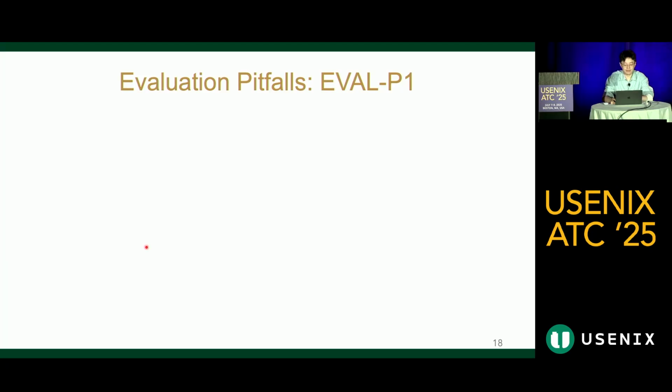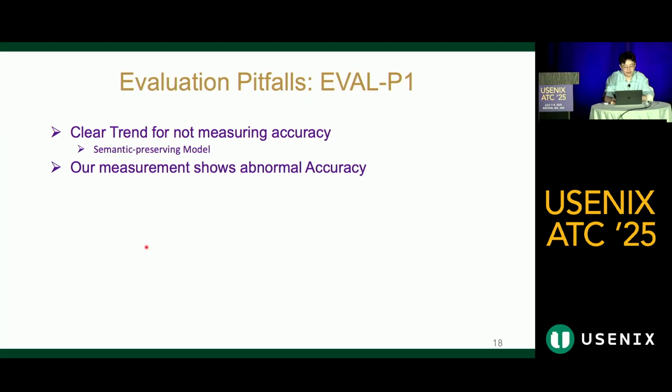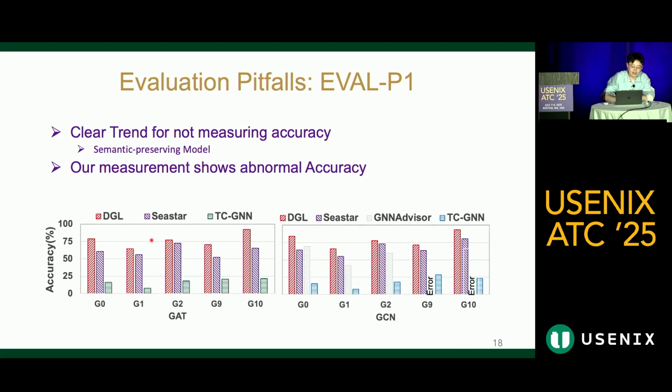Another type of pitfall we find is the evaluation pitfalls. For many GNN systems, there is a clear trend of not measuring accuracies. Those works assume they use a semantic-preserving model, which means the model is the same and the training algorithm is the same. In that way, the accuracy should be the same, right? However, when we write extra code to enable training accuracy for some of these GNN systems, we find that some of them have abnormal training accuracies.